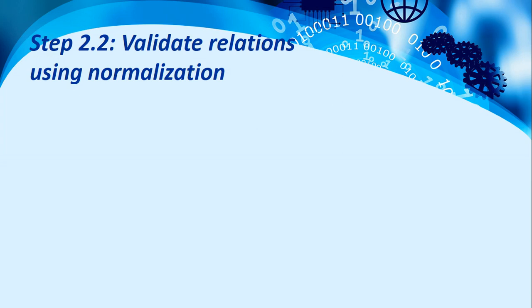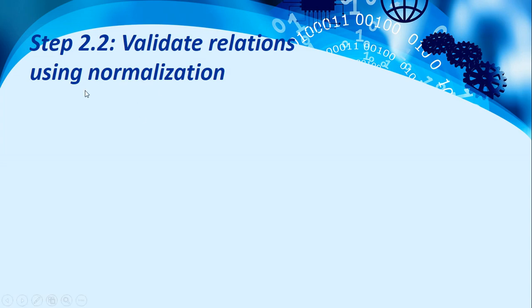This is just a continuation of our topic on the logical database design phase. Currently we are at step 2.2, which is to validate the relations that we derived from step 2.1 using normalization.